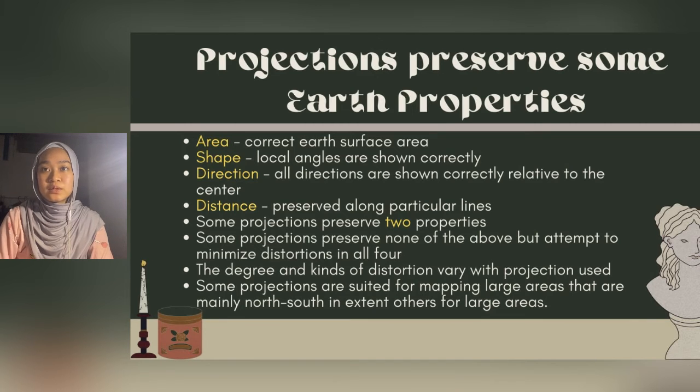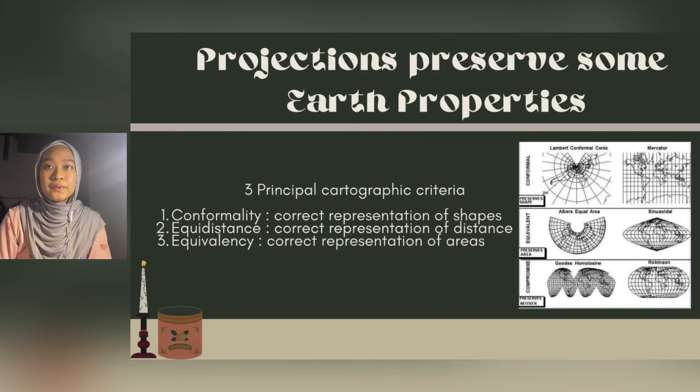Some projections preserve two properties. Some projections preserve none of the above but attempt to minimize distortion in all four. The degree and kind of distortion vary with the projection used. Some projections are suited for mapping large areas that are mainly north-south in extent, others for large areas east-west. We have three principal cartographic criteria. First, conformality, correct representation of shape. Second, equidistance, correct representation of distance. Third, equivalency, correct representation of areas.